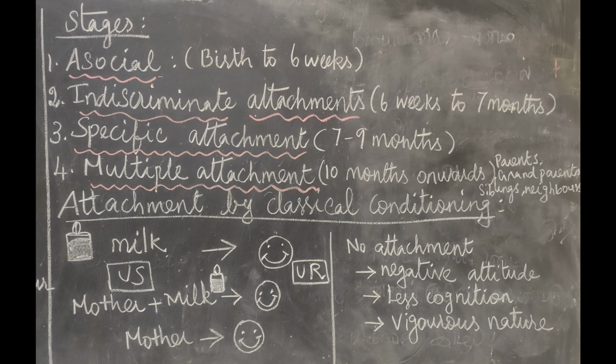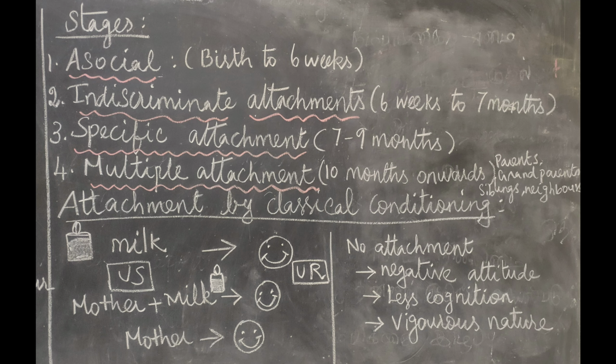If there is no attachment between the child and the mother, the child creates a negative attitude, the cognitive ability development of the child is reduced, they are more vigorous in nature, and the child has many maladjusted behaviors. So that's why the initial attachment period of 0 to 2 years is very important in the lifestyle of any child.